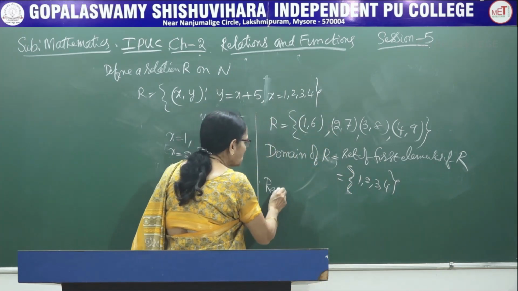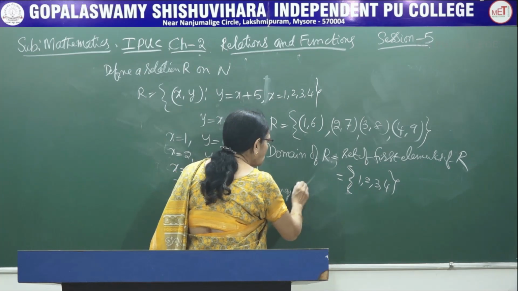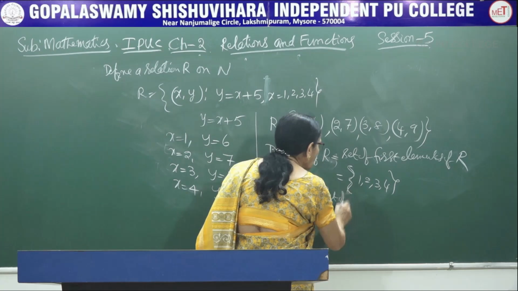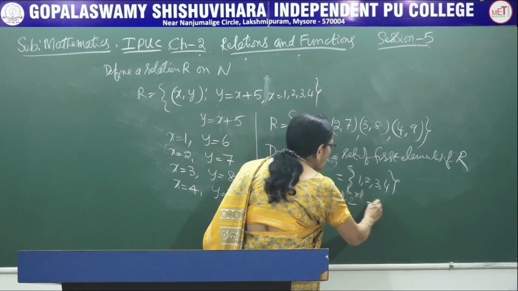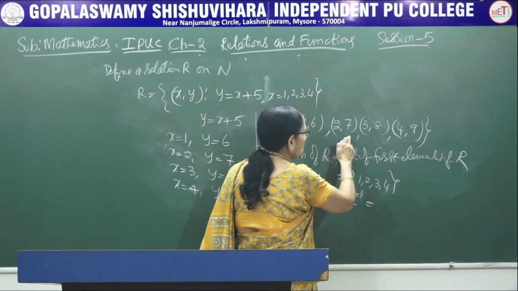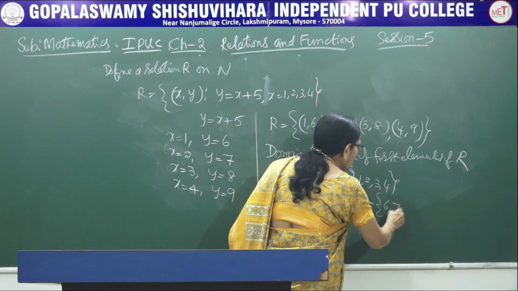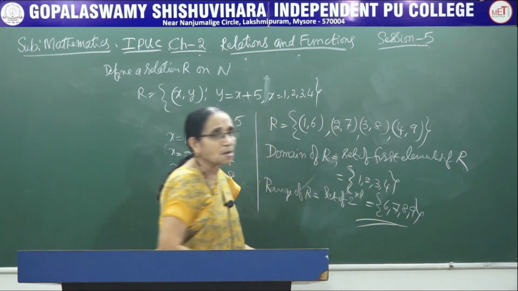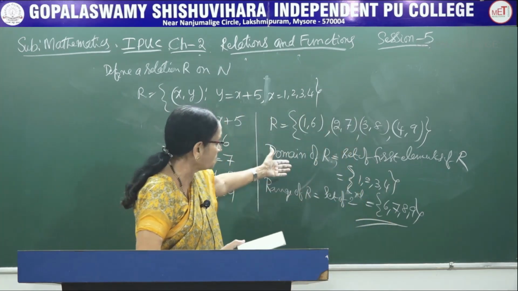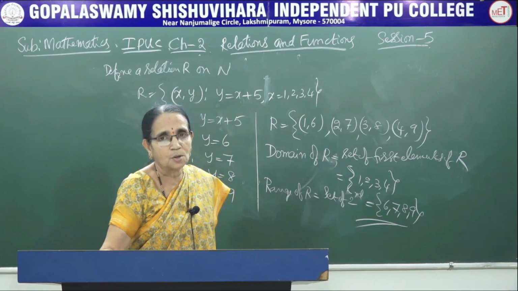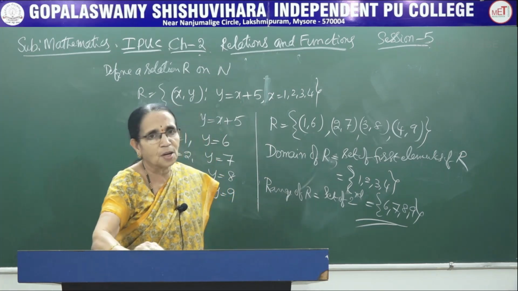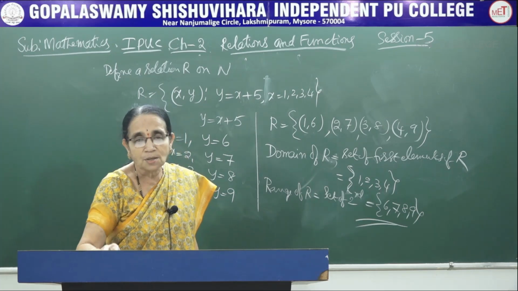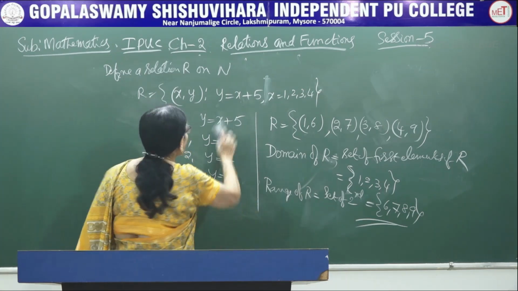Now, what is the range of R? How do you define the range of R? It is nothing but the set of the second elements. Set of the second elements means it is 6, 7, 8, 9. Now, this is the domain and this is the range of R. Domain means it is a set of the first elements and range means it is a set of the second elements. So, this is how you have to solve the problem.